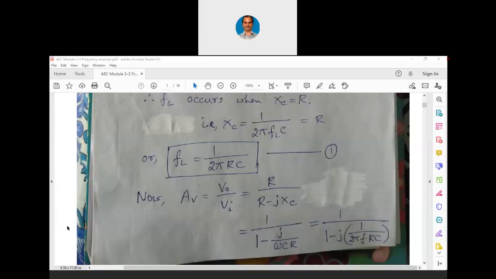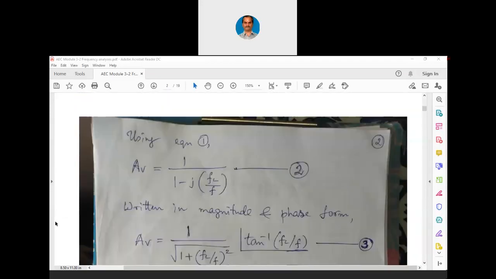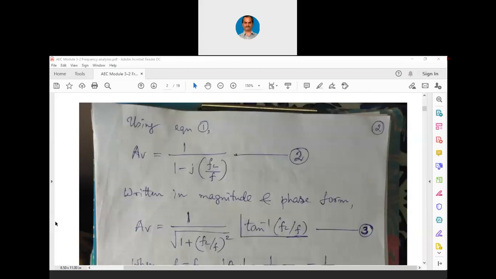What do we get now? AV equals 1 by 1 minus J into FL by F. Because we know that 1 by 2 pi RC is nothing but FL, which you are seeing here. So, we can finally write using equation 1, FL equals 1 by 2 pi RC. Using that equation, we can write the voltage gain in general as 1 by 1 minus J into FL by F.